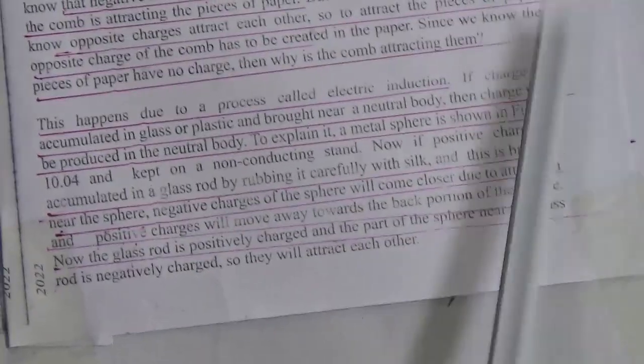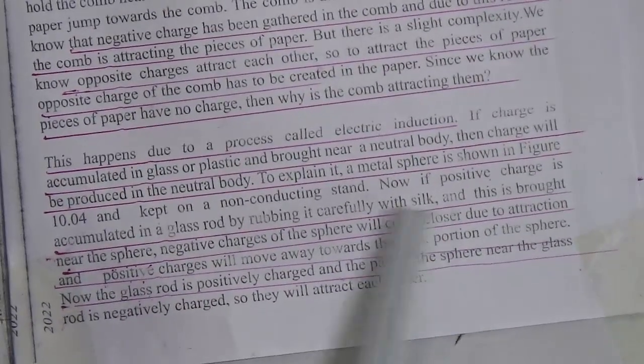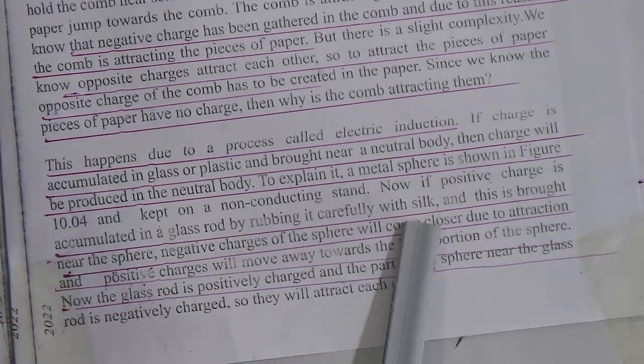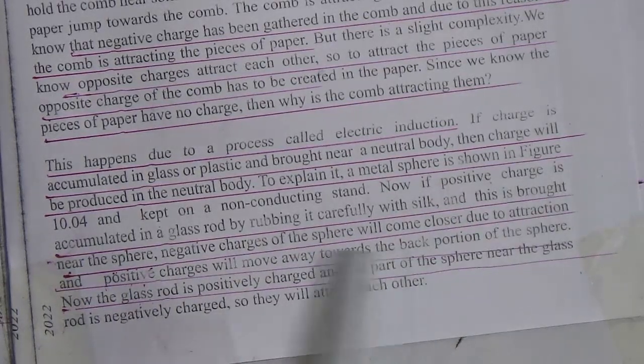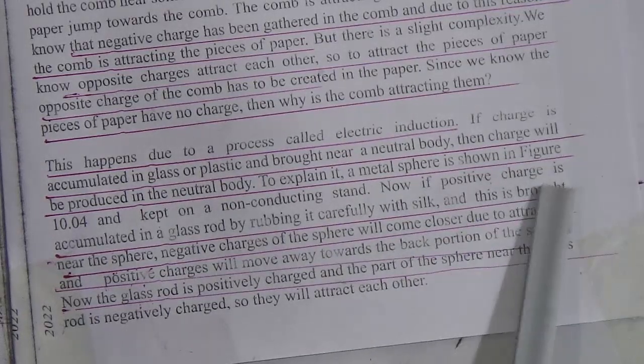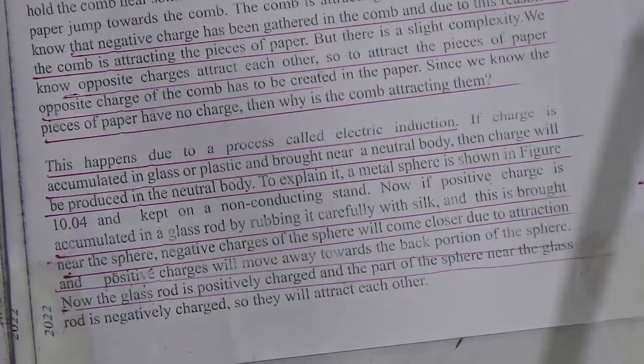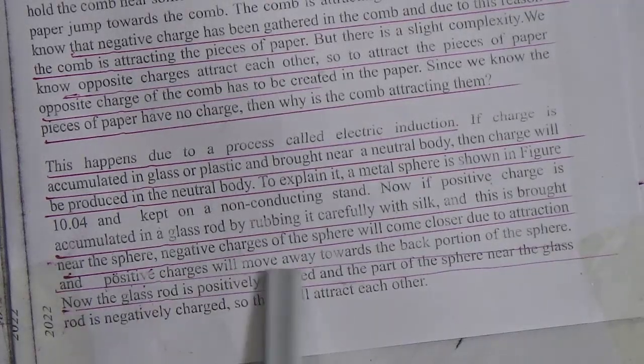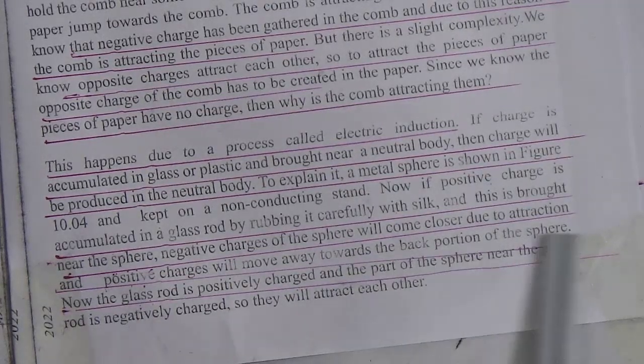Now come to the next topic, an easy experiment. If a positive charge is accumulated in a glass rod by rubbing it carefully with silk, and it is brought near the sphere, then the negative charge of the sphere will come closer due to the attraction, and the positive charge will move away towards the back portion of the sphere.